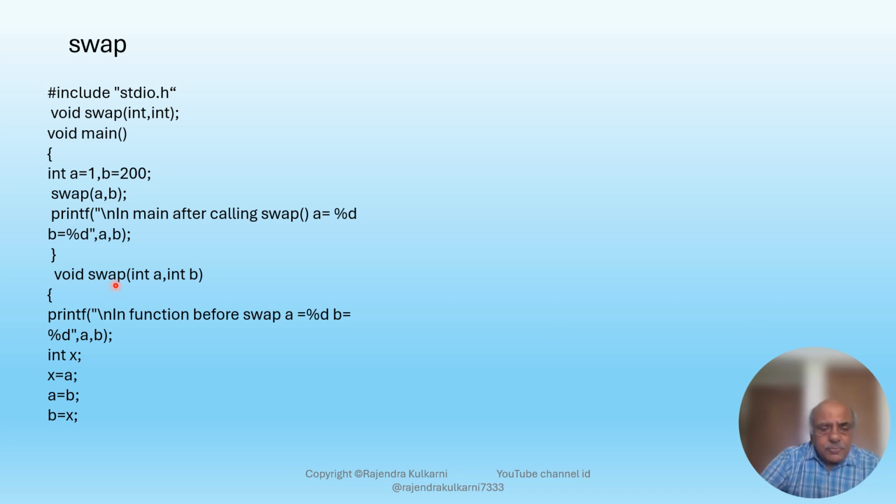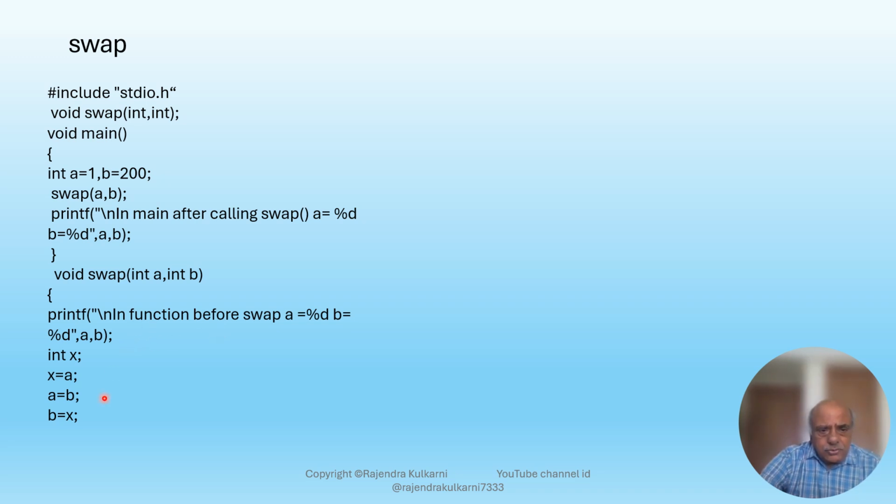So in the swap function, variable a will be assigned the value of a of the main function, and b of swap will be assigned the value of b of the main. In short, a will be 1 in swap and b will be 200 in swap, in the swap function.